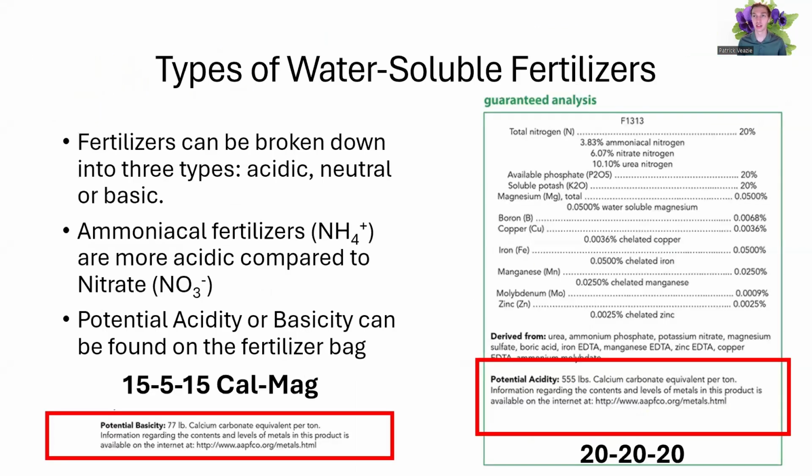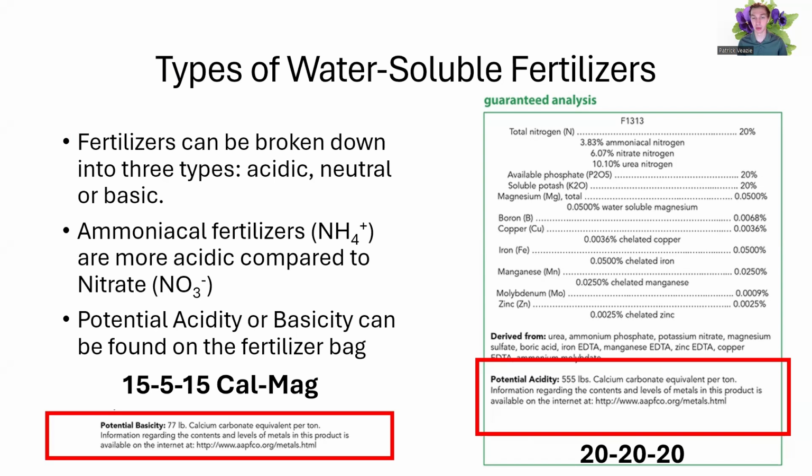So we can break down water-soluble fertilizers into three very broad categories: acidic, neutral, or basic. Now, an acidic fertilizer, such as this triple 20, is going to be higher in ammoniacal nitrogen compared to a basic fertilizer like a 13-13, which is going to be lower in that ammoniacal nitrogen. So your ammoniacal nitrogens often do not supply calcium and magnesium as well.